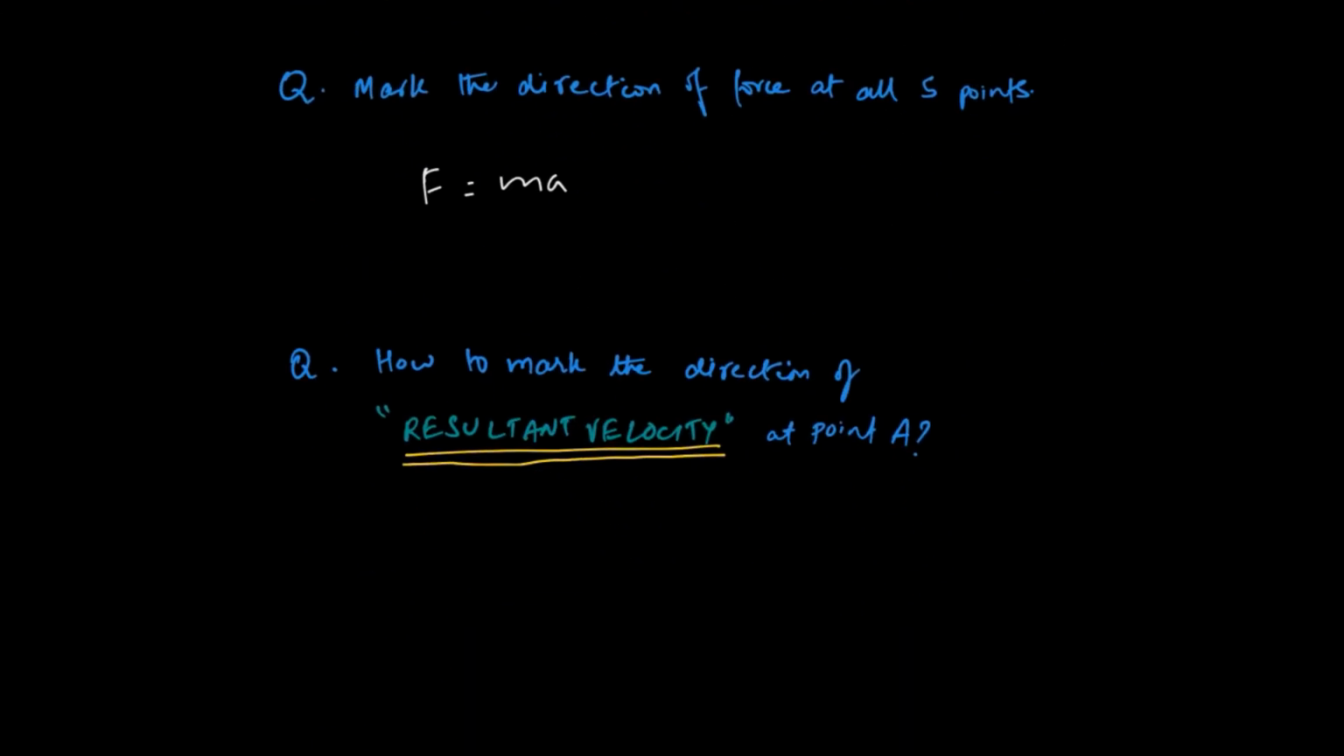Then the last question says how to mark the direction of resultant velocity at point A. The easiest way to do this is, in a projectile motion, at any point the tangent to the point would be the direction of the resultant velocity. So what we have to do, there's a tip, that is by constructing a tangent at the point on the curve.